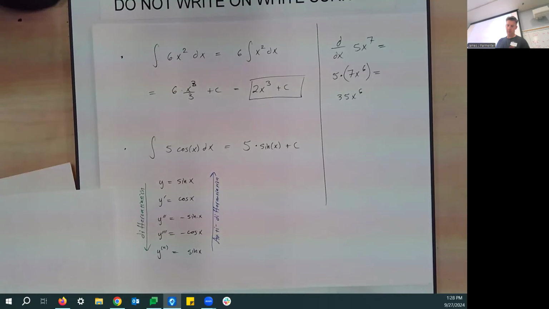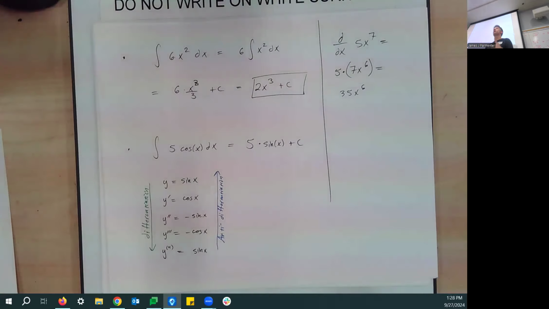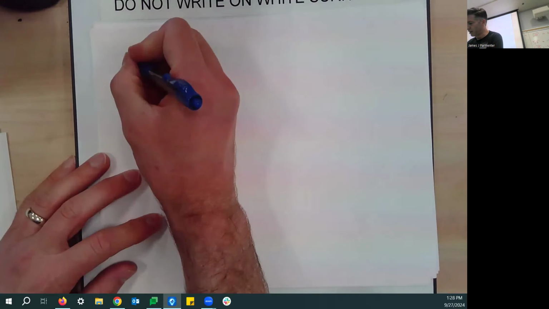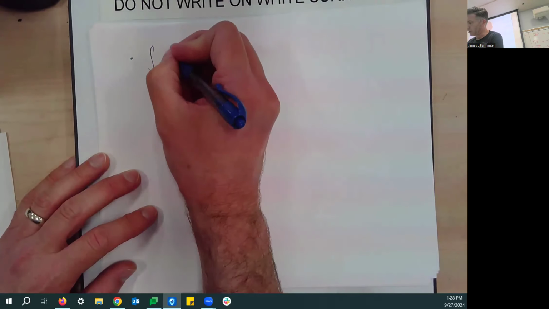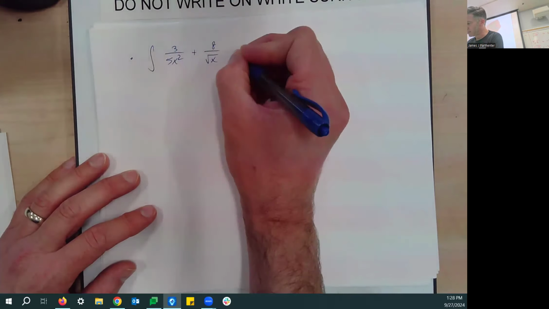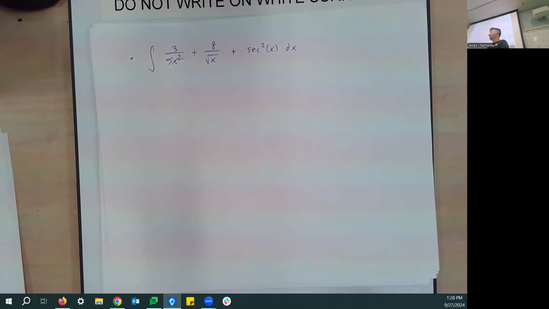Okay. What else do we have here to look at? Lots of other fun things. Really, any function you know how to take the derivative of, that result, you know how to take the antiderivative of. For example, if I was going to find the antiderivative of 3 over 5x squared plus 8 over the square root of x plus secant squared of x, with a little simplification and rewriting, these all look like things that we recognize as derivatives of other things.